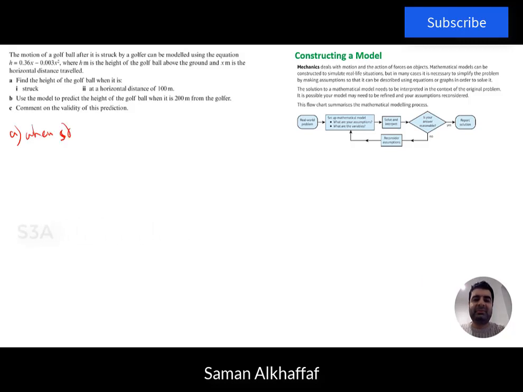So when struck, x is equal to 0. That means we start with h being 0.36 multiplied by 0 minus 0.003 multiplied by 0 squared. So in this scenario, it tells us that the height will be 0 when x is 0. So this will be part I.